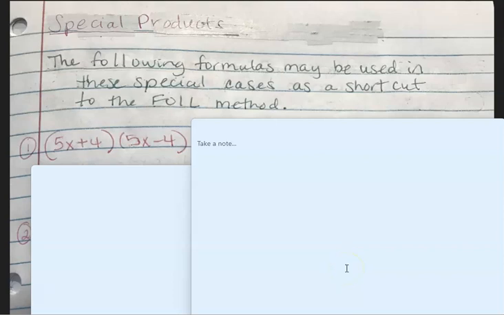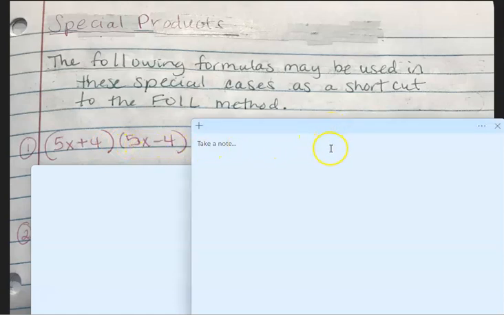For page 33, please title it Special Products. So when multiplying polynomials, there are some shortcuts that we can take. They're not necessary, but you can take them if you recognize them. So for example, 5x plus 4 times 5x minus 4.